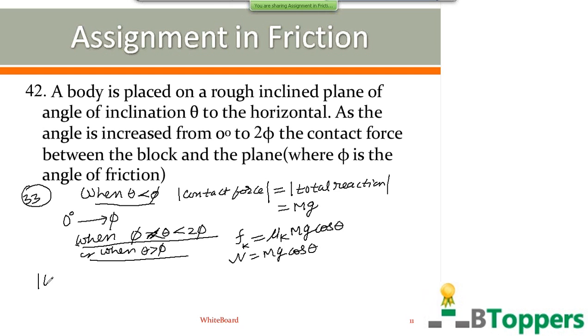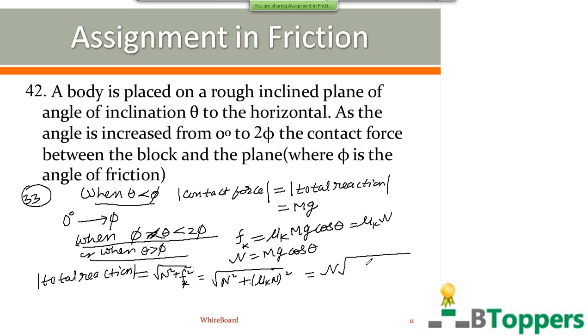So the magnitude of the total reaction force, or magnitude of the contact force, is the same as the magnitude of the total reaction force, that is the resultant of the normal reaction and the force of kinetic friction. Fk is μk times N, where N is mg cos theta. If you substitute Fk equal to μk N, the magnitude of the total reaction you get is N times the square root of 1 plus μk squared. The magnitude of normal reaction is equal to mg cos theta.